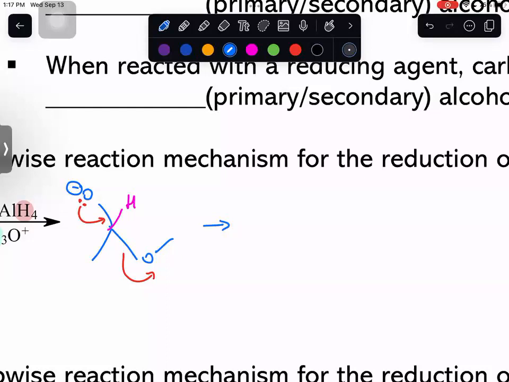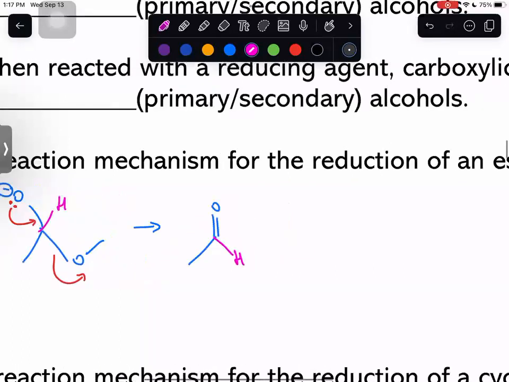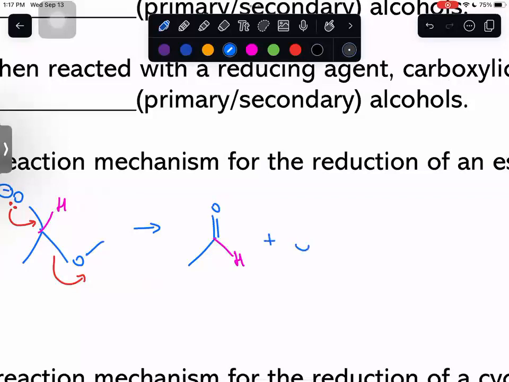Ketone or aldehyde? It's going to be an aldehyde, exactly. We have that reformed double bond. We have the hydrogen from the nucleophilic attack. And then we have our little byproduct, which is just an alkoxide.